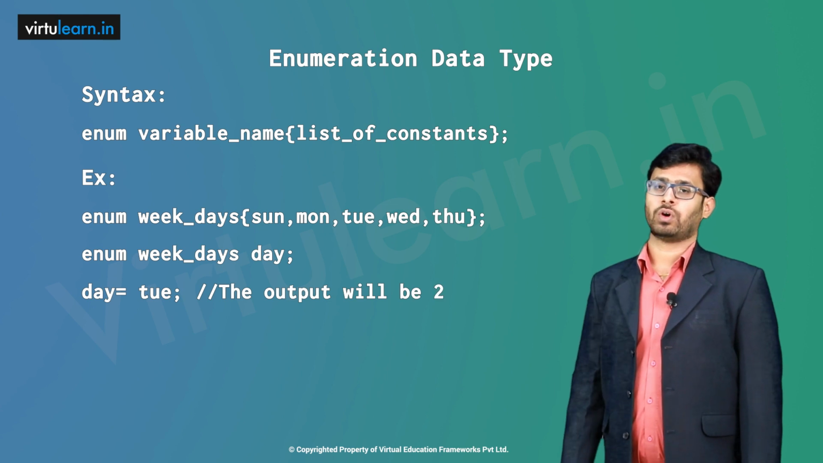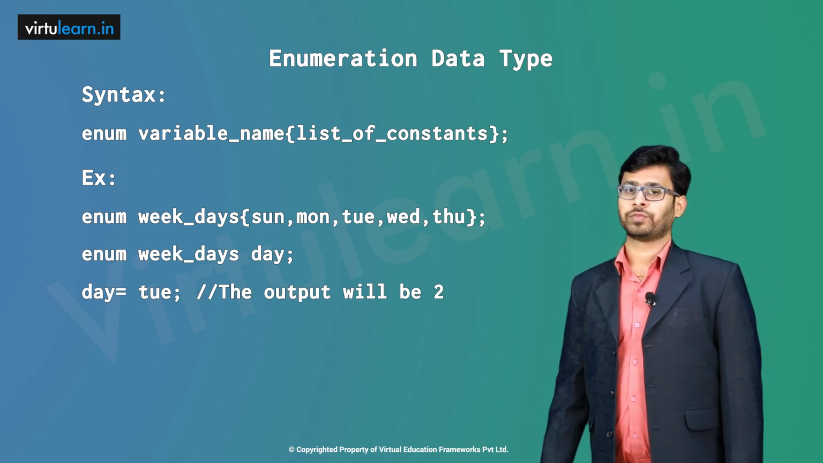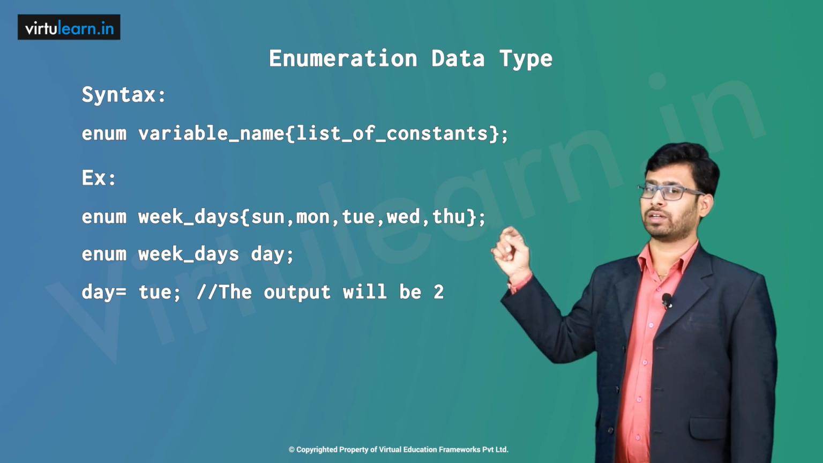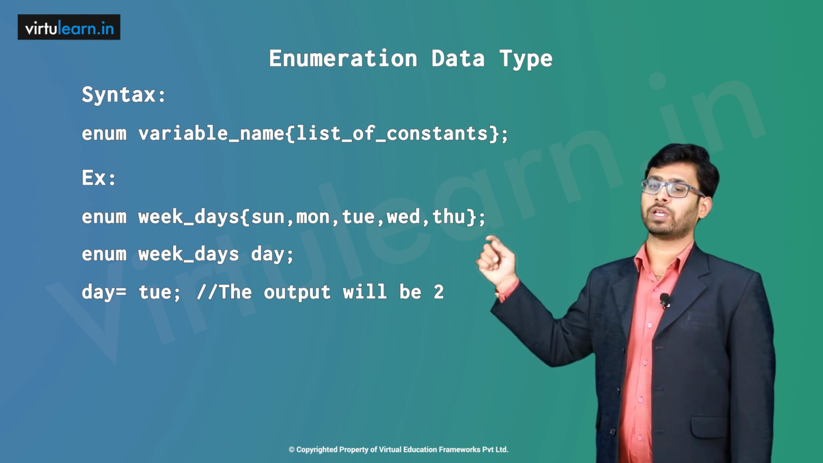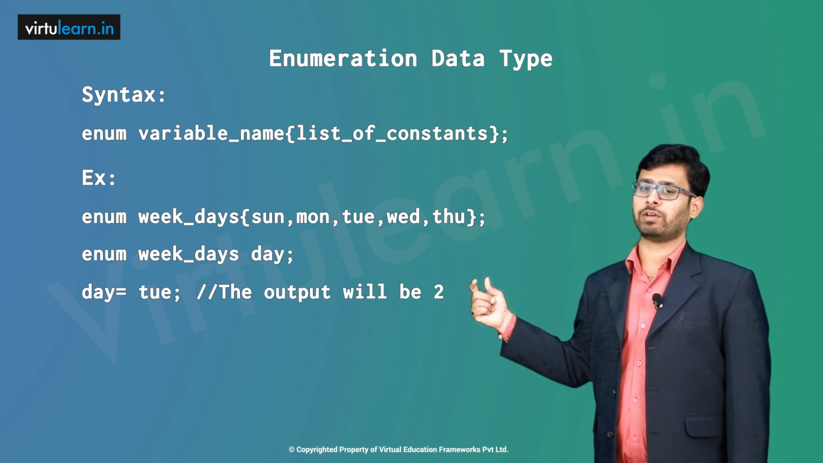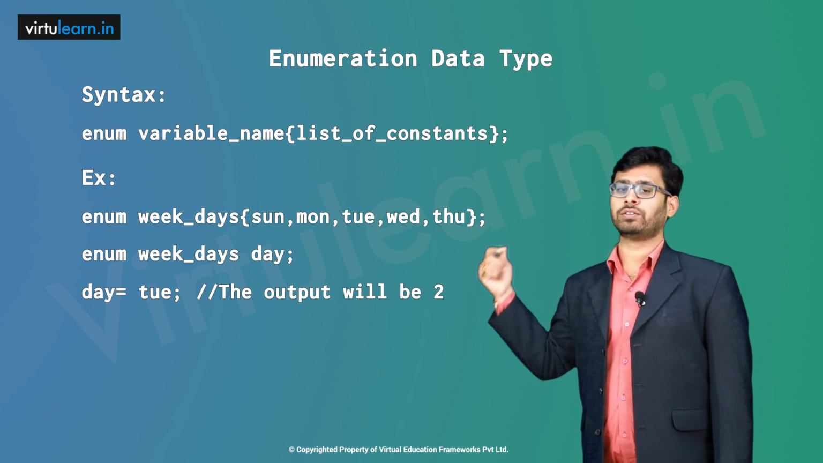2. So, how we got this output is, here the constants will be represented with an integer value and the default integer value will start from 0. So, Sunday will be allocated 0, Monday will be allocated 1, Tuesday is 2.